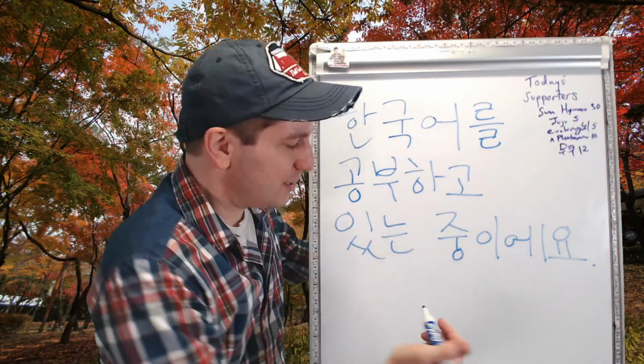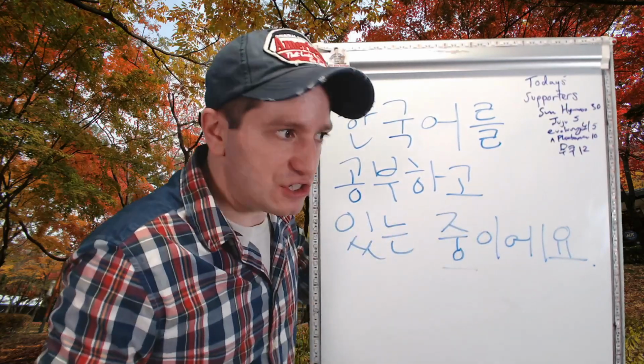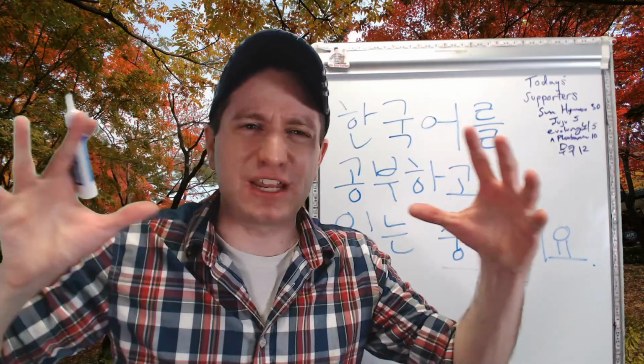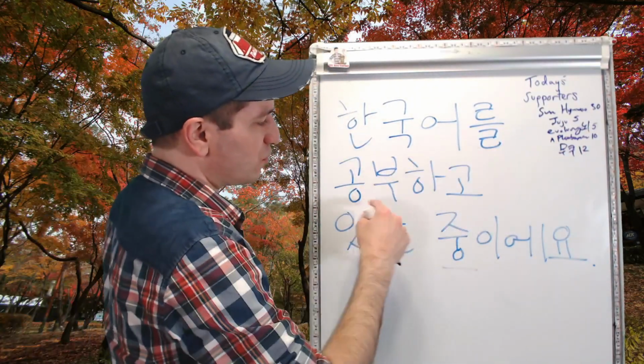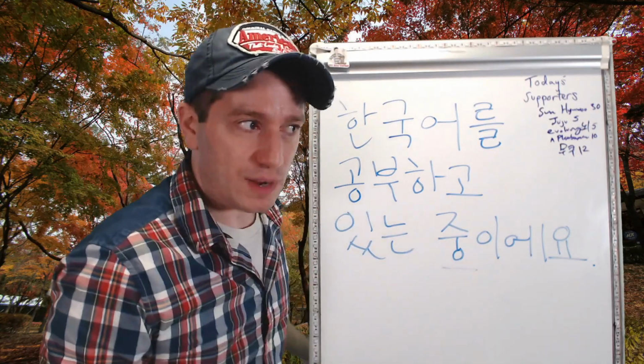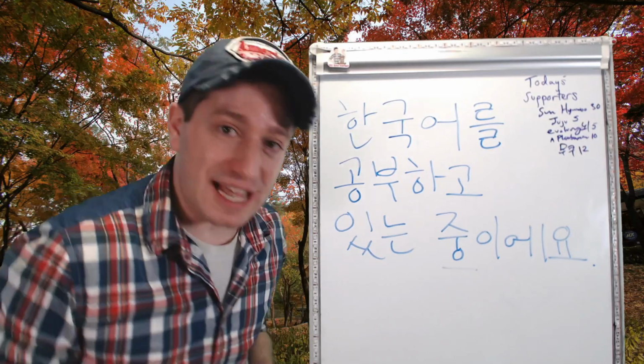You can use this 중이다 form together with the 고 있다 form if you want, just to add more emphasis to something that's happening over a period of time. Or you can simply say, 한국어를 공부하는 중이에요. I'm in the middle of studying Korean, as in only right now. That is our lesson today.